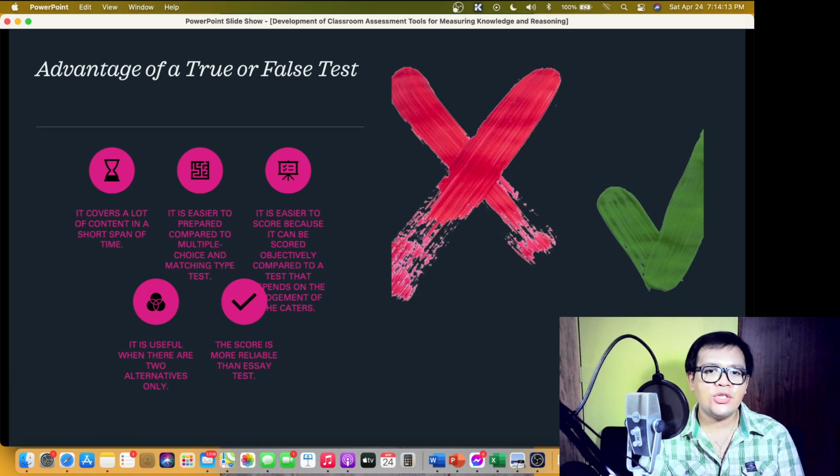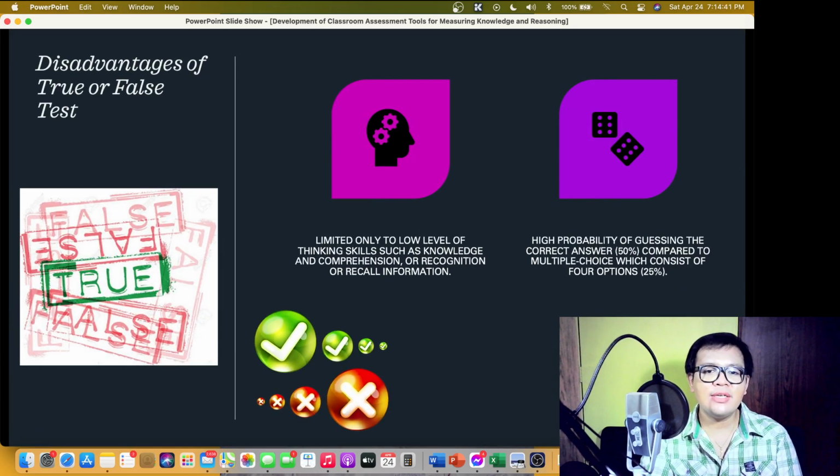So, we also have advantages of true or false. It covers a lot of content in a short span of time. It is easier to prepare compared to multiple choice and matching type tests. It's easier to score because it can be scored objectively, compared to tests that depend on the judgment of the raters. And it's also useful that when there are two alternatives only, the score is more reliable than an essay test. You also have disadvantages.